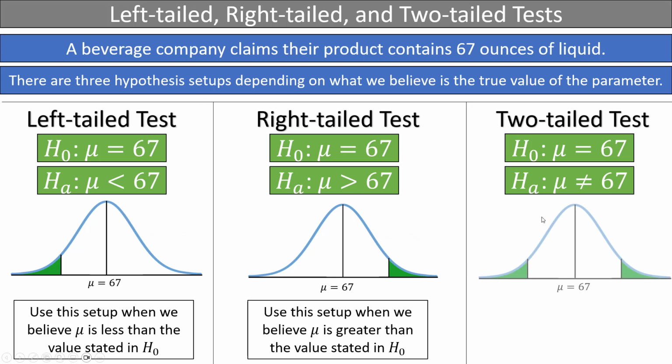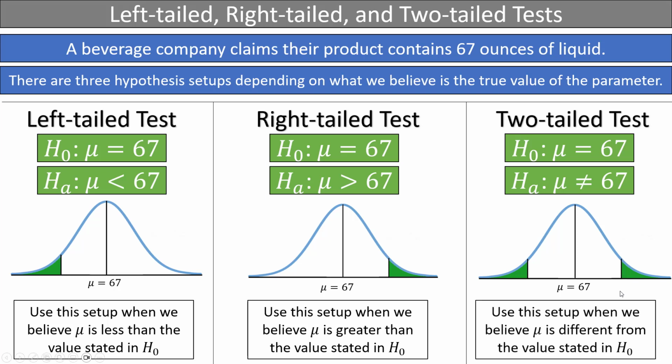If you chose this setup, then you would be finding a probability in both tails of the distribution. Typically, what you end up doing is finding the probability in one tail and then multiplying it by 2. You should use this setup when you believe that the population mean is somehow different from, either greater than or less than, the value stated in your null hypothesis.